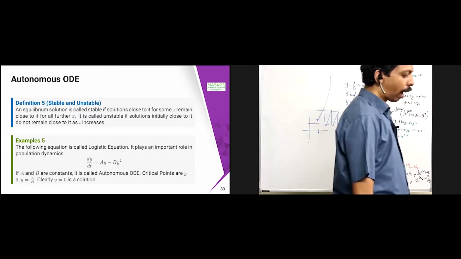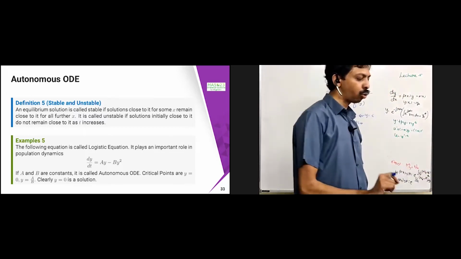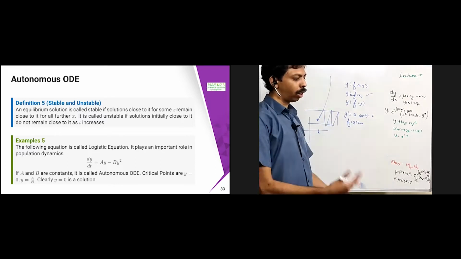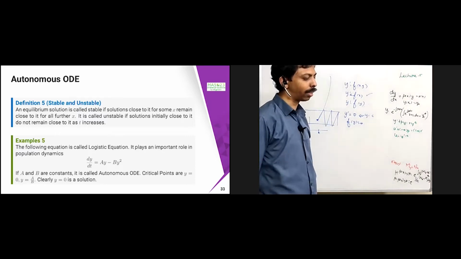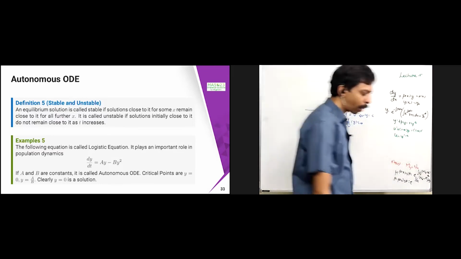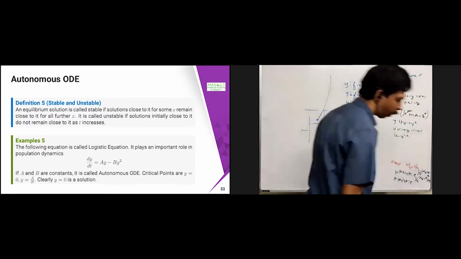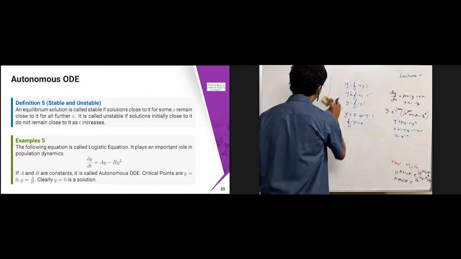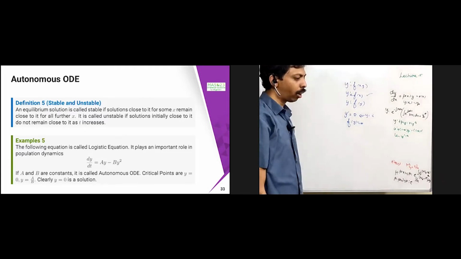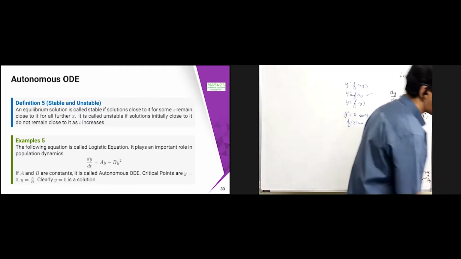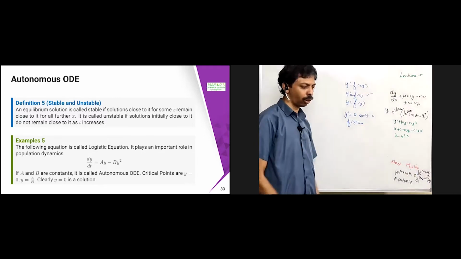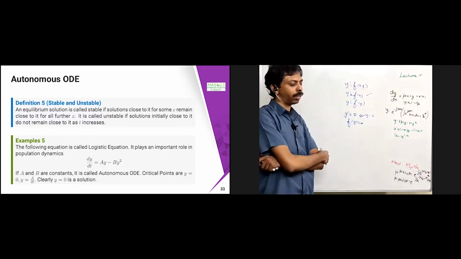So stable means whatever you choose initially should remain close to it as t increases. That is called stable and unstable. This is one of the important things for many engineering applications, because whenever a problem is given, you need to check whether you are going to get a stable or unstable solution for your system to be consistent, or whether you have some kind of stability, etc.